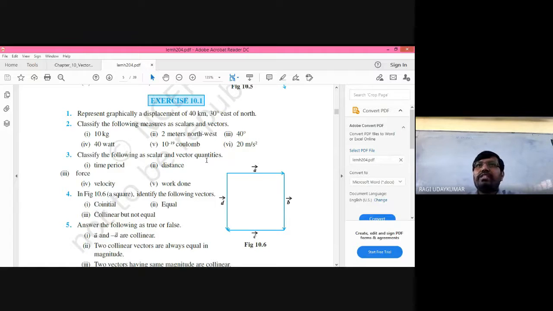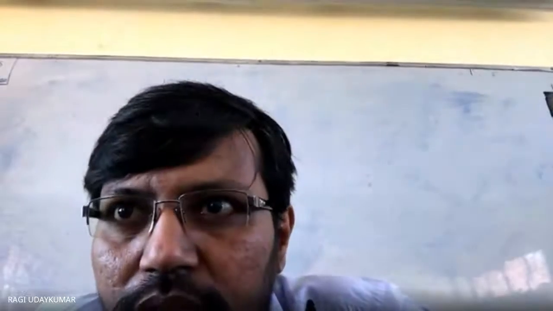So the first question is given to you. Represent graphically the displacement of 40 kilometers and 30 degrees east of north. Okay, so here it is. The question is given to you. Represent it graphically. Very simple here. 30 degrees east of north is nothing but, north direction is upwards, and from here you take 30 degrees. Draw a graph and represent it graphically.